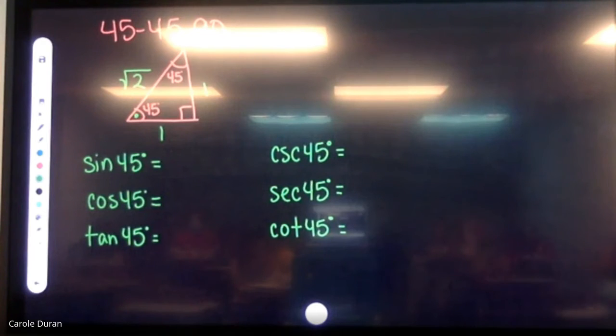So we're at 45 degrees this time? Yes, because I know what my angle measure is. Okay.